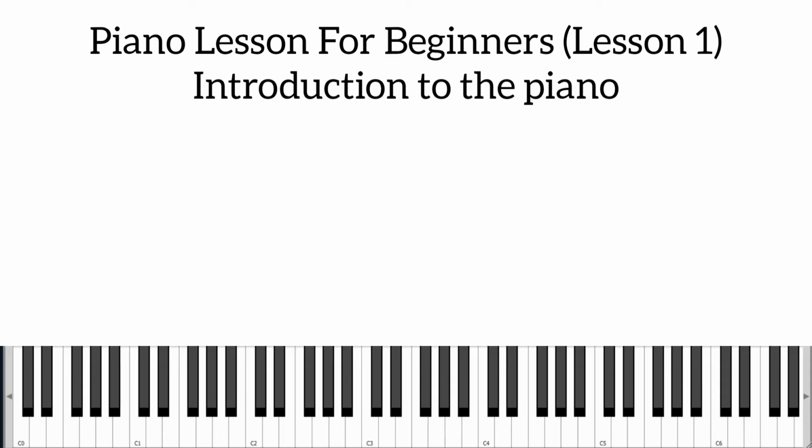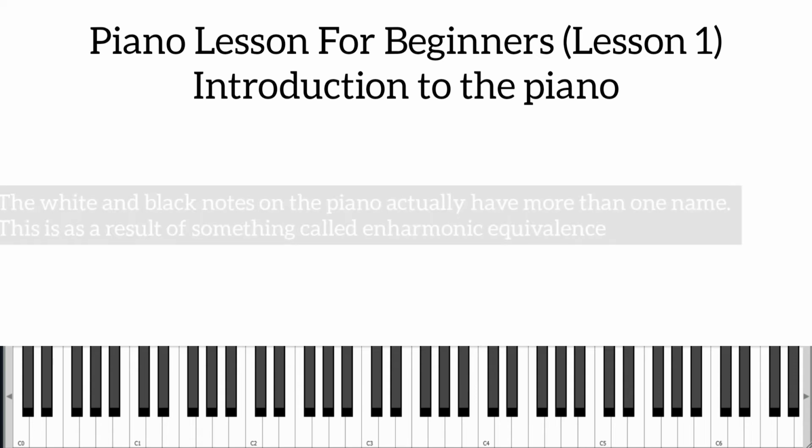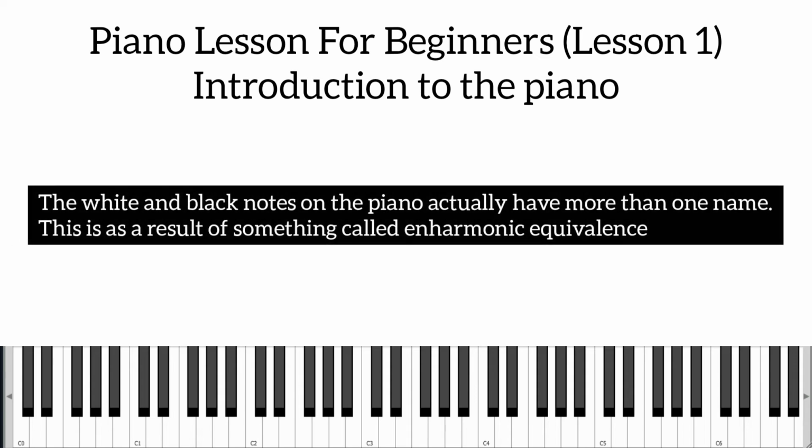Now, before we go to the black notes on the piano, there's something I want you to know. You see the names for the white notes on the piano. I want you to know that these white notes also have other names, okay? But those group of names that I gave you before are the most common names that you see for the white notes on the piano, okay? And the concept of a note having more than one name is called enharmonic equivalence. We're going to go into this topic later on in this series, okay?